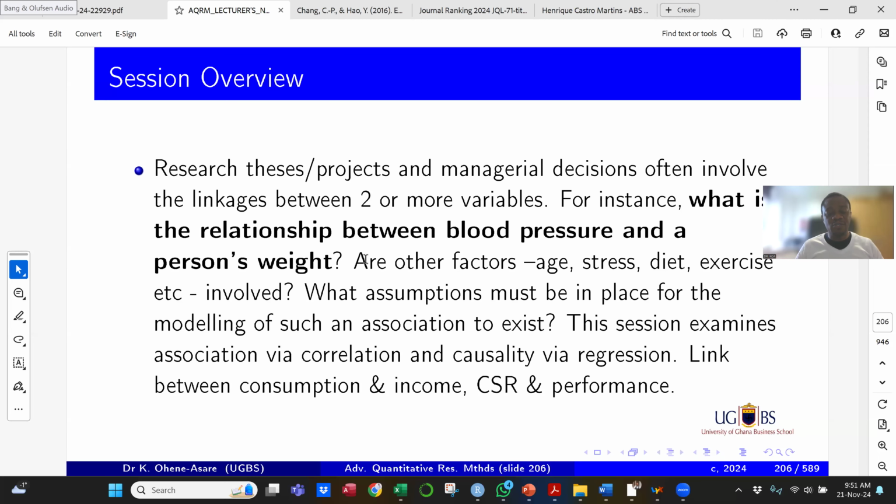What we want to do is to look at correlation, basically. But along the line, we will look at visualization and descriptive statistics. Take note.